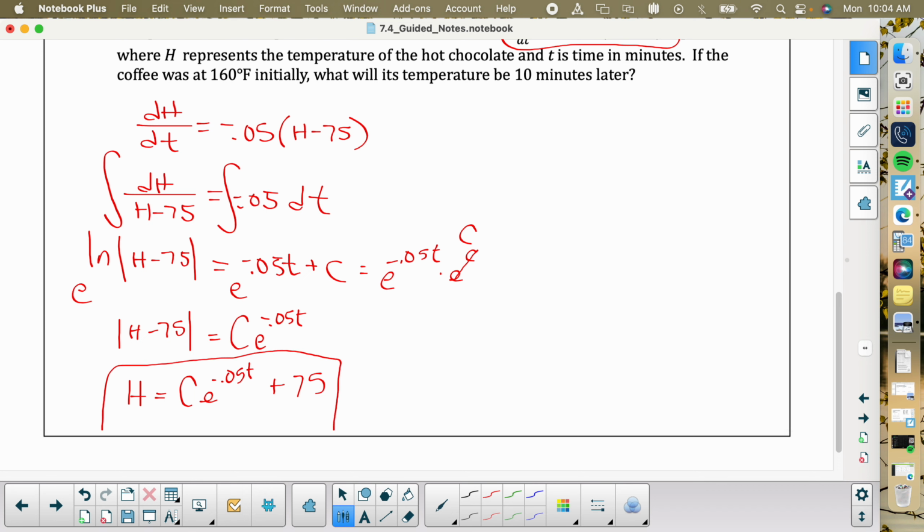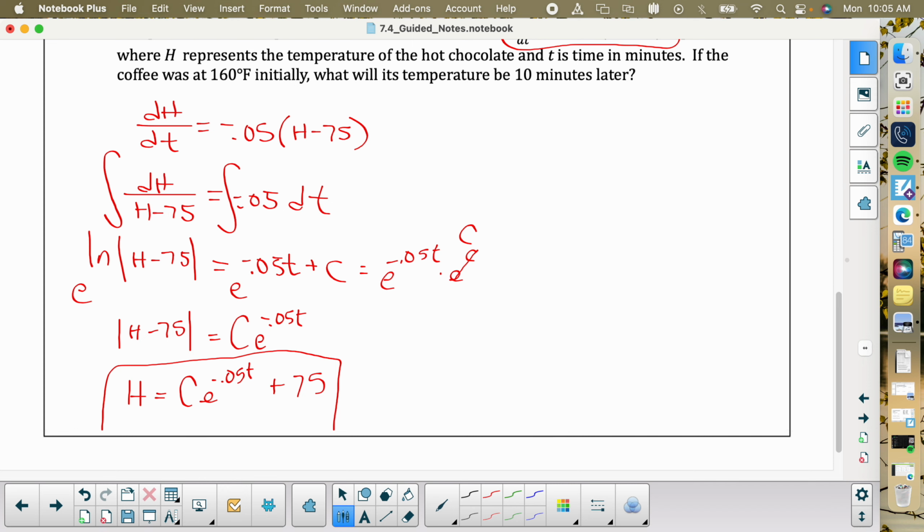It does not, because it's not directly on the C. If I were doing an operation directly to the C, it absorbs it, because we just make a different C. But the 75 is on the whole thing. Now, the initial temperature will not be C, because when you put in zero for T, we've still got that 75 out there. So we can't just write in the initial amount on these temperature ones.